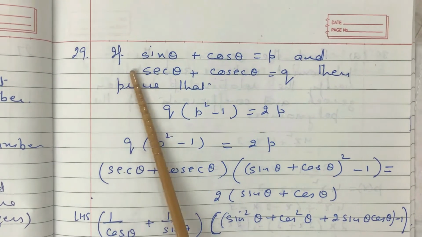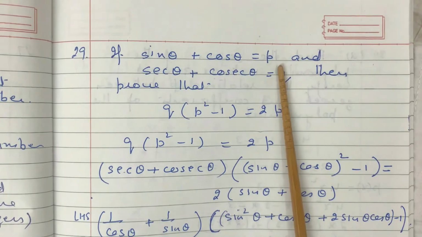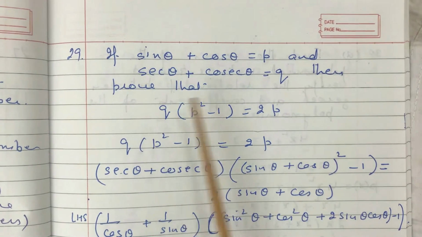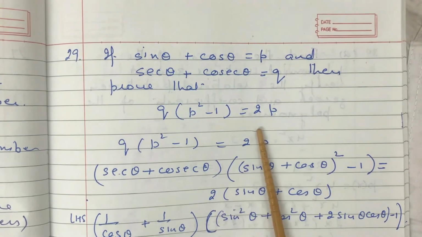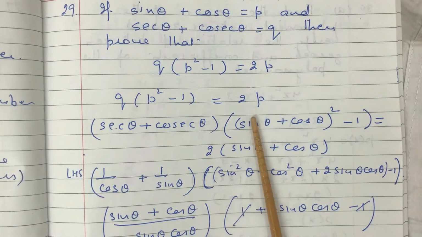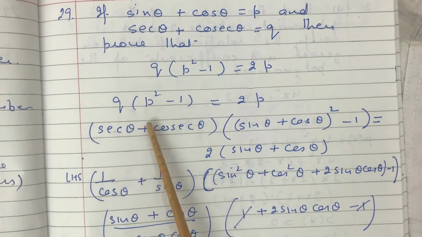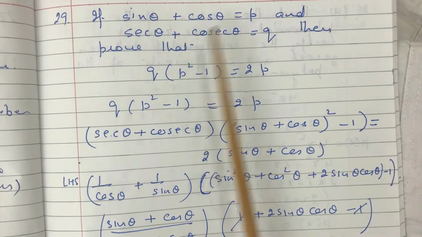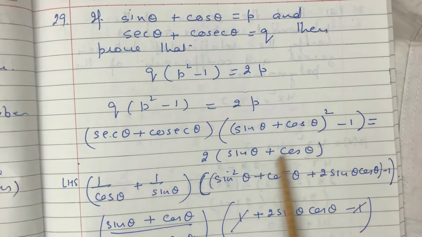29th question. If sin theta plus cos theta is equal to P and sec theta plus cosec theta is equal to Q, then prove that Q(P square minus 1) is equal to 2P. Now, Q(P square minus 1) is equal to 2P. Substitute the values of P and Q. We have the value of P this, value of Q is this. Substitute these two values. I'll get this.